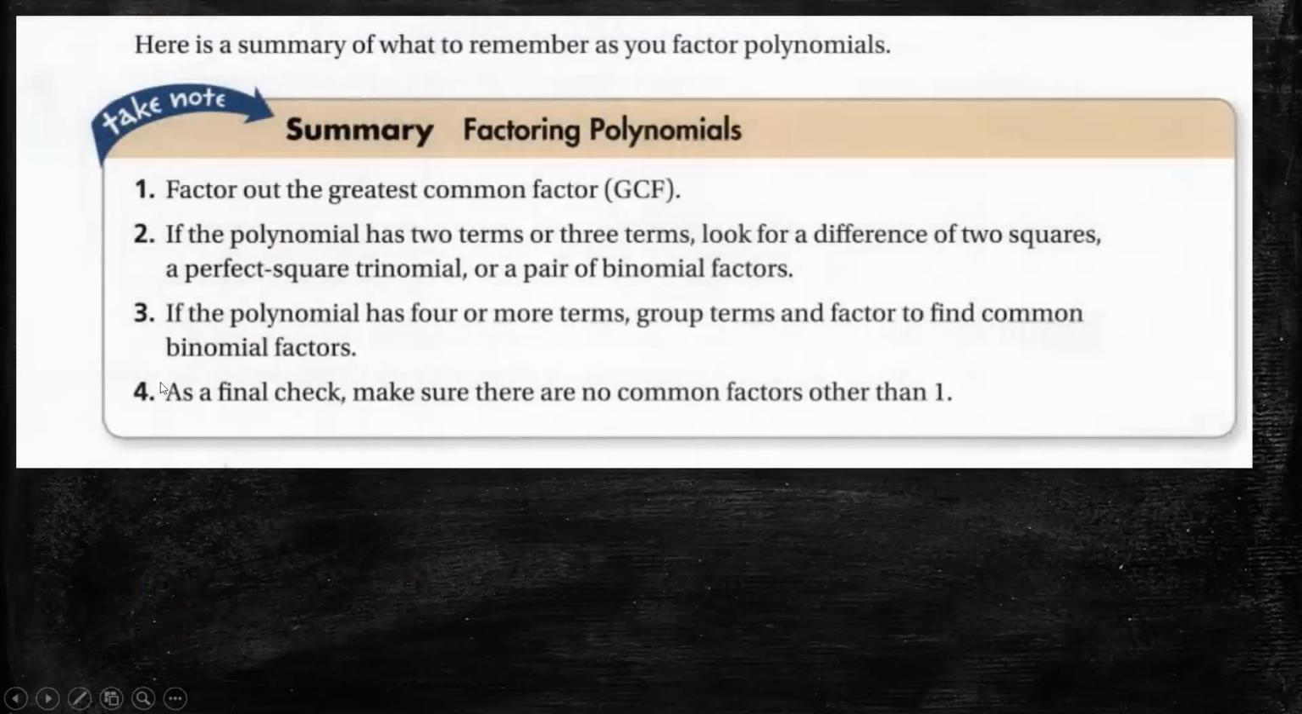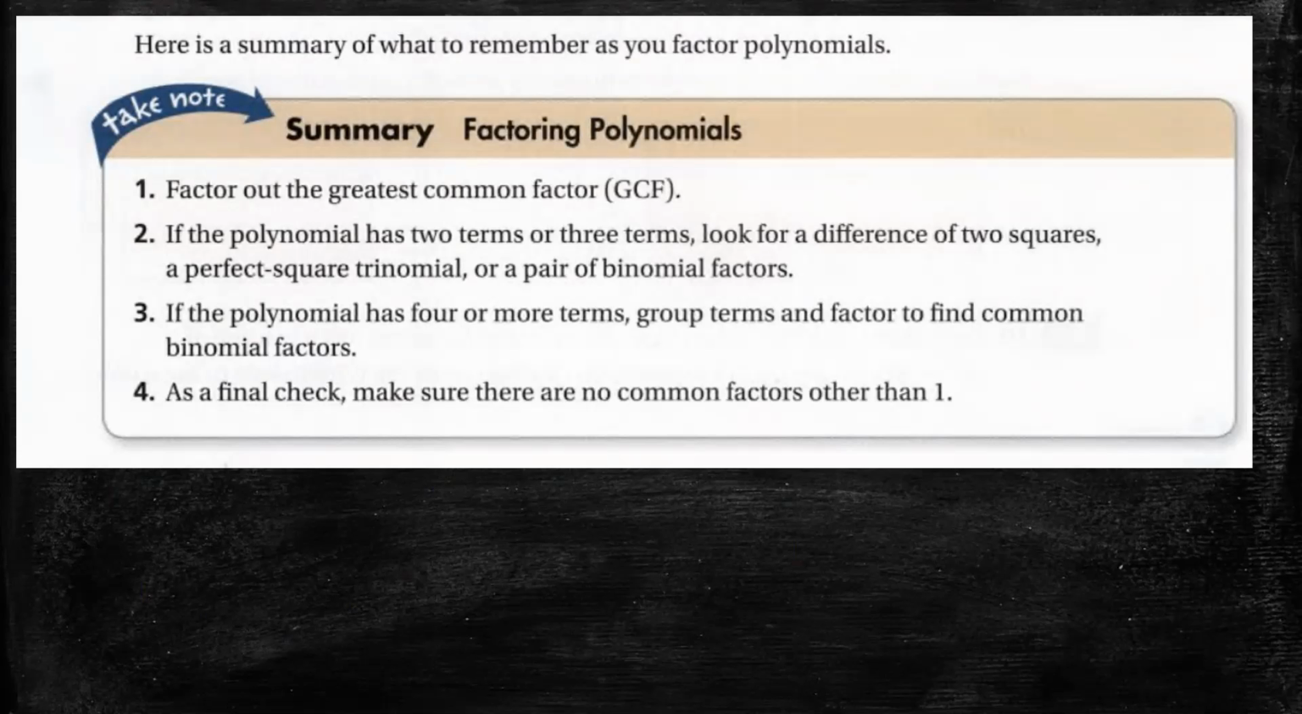So now here is a summary of what to remember as you factor polynomials. That's what we studied in lesson 8. In lesson 8, as I told you, we learned how to multiply two factors to get a polynomial. And in the second section, we learned how we can factorize a polynomial into factors.